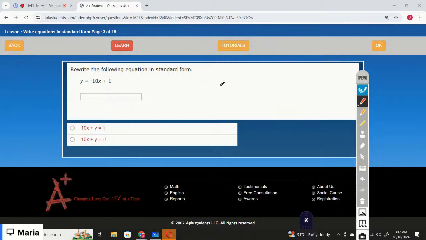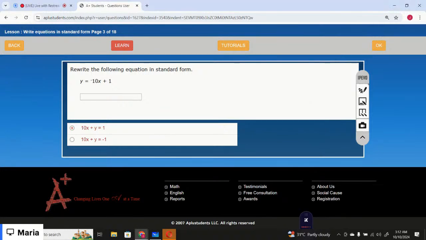That is y equals negative 10x plus 1. So you need to move 10x to the other side. That is y plus 10x equals 1. So 10x plus y equals 1, which is the correct option. That's option number 1, 10x plus y equals 1. Option number 1 is the correct option.